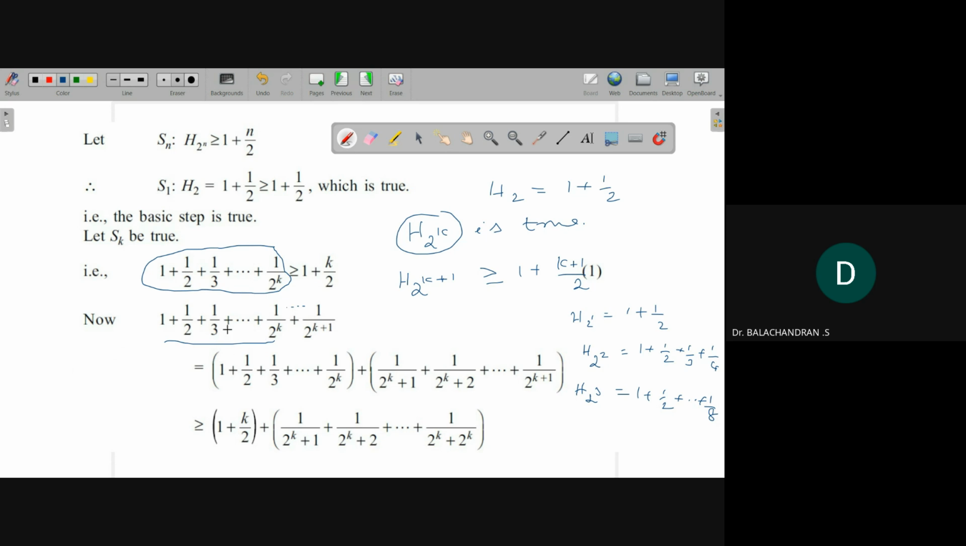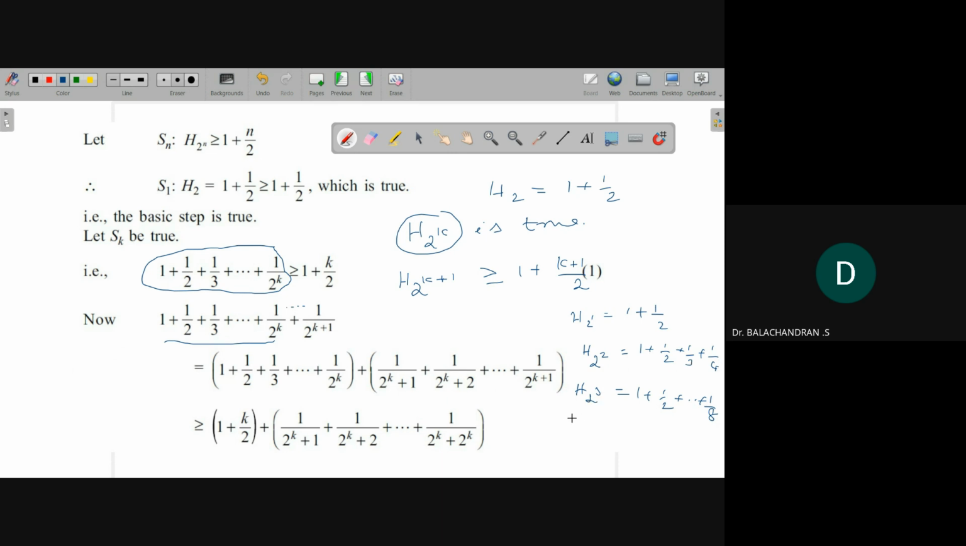This is equal to, first they will write what? They will split like this: 1 plus 1 by 2 plus 1 by 3 up to what? 1 by 2 power k. So what is the next term? Plus 1 by 2 power k plus 1. For example, here what? 1 by 2 power 2 is what? 1 plus 1 by 2 plus 1 by 3 plus 1 by 4.